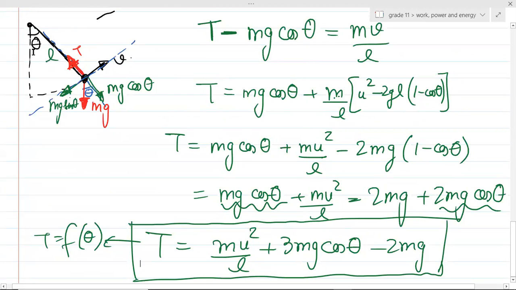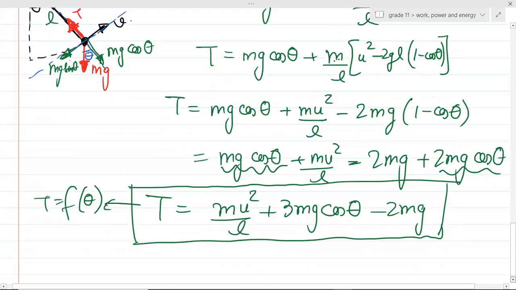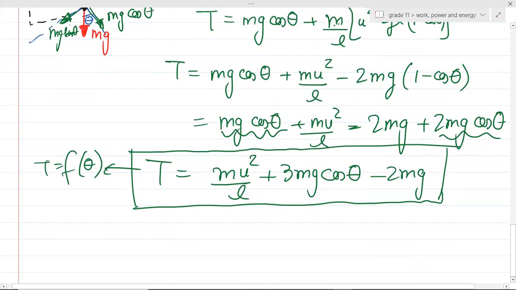One formula is v equals under root of u square minus 2gl into 1 minus cos theta, and the tension has three terms: mu square by l, 3 mg cos theta minus 2mg. So these were the two formulas I was talking about, and with the help of these two formulas, we'll be deciding the whole vertical circular motion chapter, or basically the article.